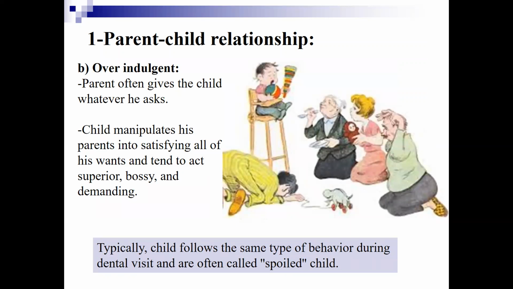Overindulgent parents. Here, parents give their children whatever they want without any restraint. The child manipulates his parents into satisfying all of his wants and tends to act superior, bossy, and demanding. Typically, the child follows the same type of behavior during dental visits and is often called a spoiled child.